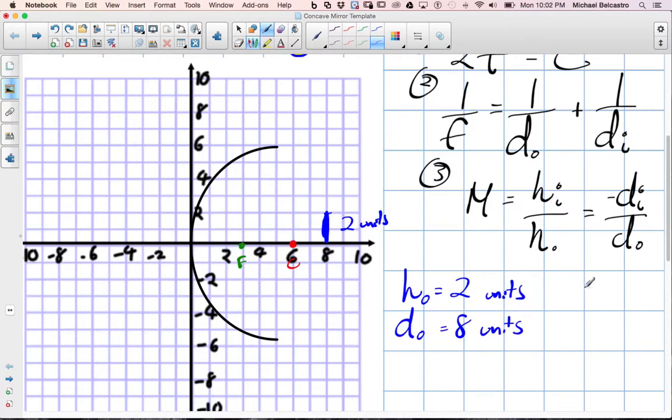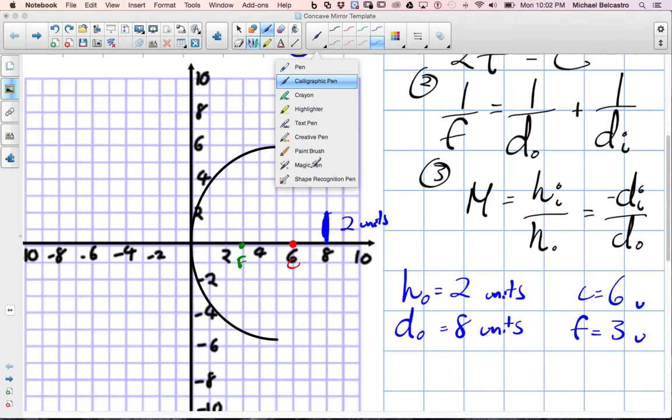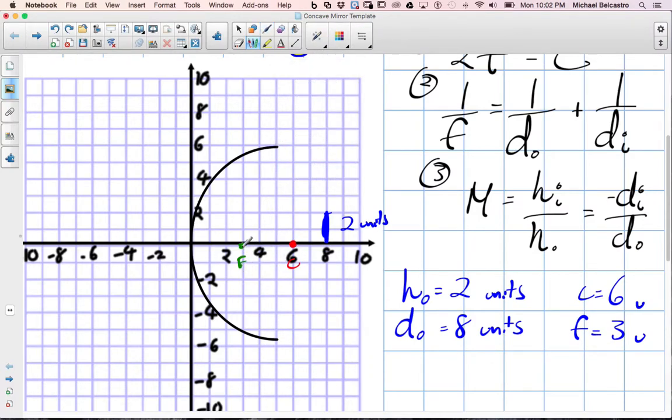We also know the center is 6, and the focal point, which would be half of it, right? 6 divided by 2 gives the focal point, which is 3. We'll put U there for units. So we have quite a bit of information from this. One of the rules we're going to discover is that with a concave mirror where the object is farther than the center, we're going to end up with an image. The mirrored image is going to be somewhere between the focal point and the center, and it'll be a little bit smaller than our original object.